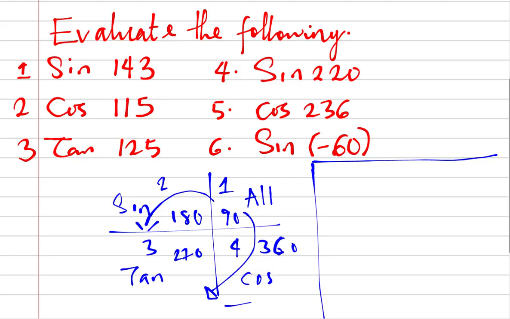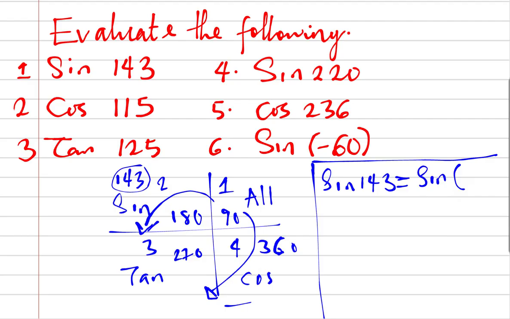Now if you look at the first question, we have sine 143. What will be sine 143? The first thing you have to know is which quadrant sine 143 is in. It has passed 90 degrees. Since it passed 90 degrees, that means it will be in the second quadrant. And only sine is positive in the second quadrant. That means the answer will be sine under the second quadrant.